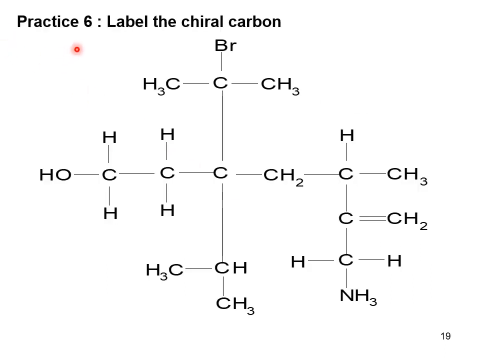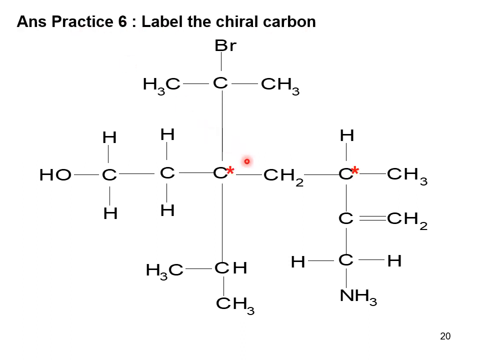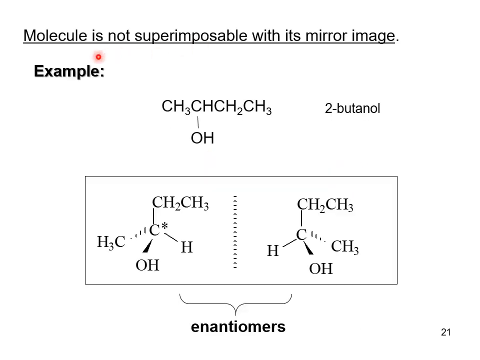So try this practice 6. Label the chiral carbon by using the symbol of asterisk. Try it by yourself first. Yes, this is the answer. Only this carbon and this carbon are the chiral center or stereogenic center. A chiral molecule is not superimposable with its mirror image.